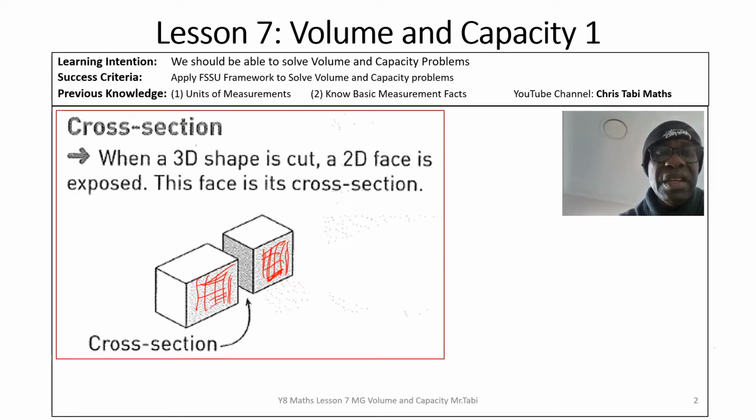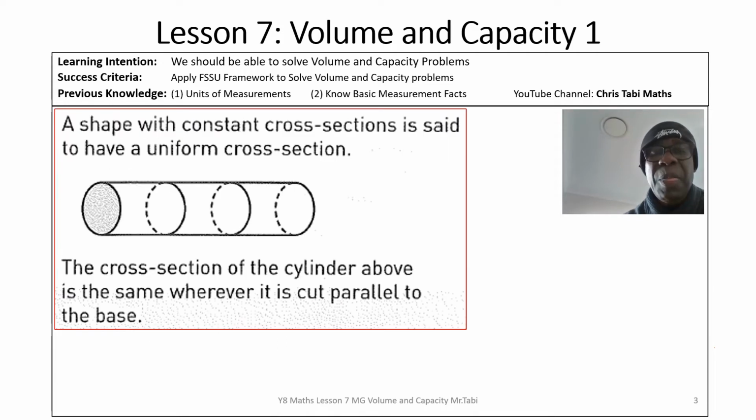So this shape, this cuboid, can have that as a cross-sectional area, it can have that, and it can have that as well. The same thing applies to the cube. Each of the faces could be a cross-sectional area. For a cylinder, we can also slice it along the parallel line to the base, and each slice will be a circle. So for a cylinder, a cross-sectional area will be a circle.